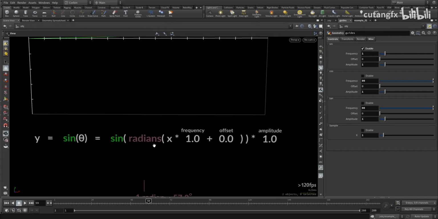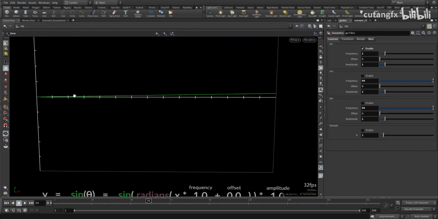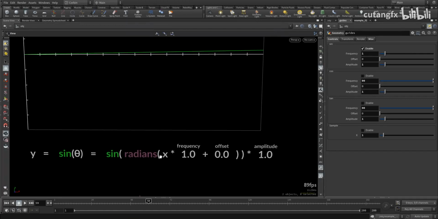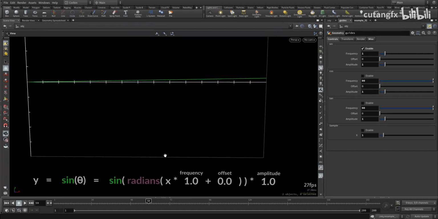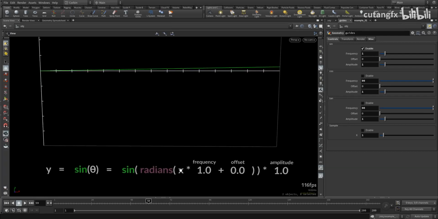So let's have a look at this. We'll talk about the radians just now, but let's first of all have a look at frequency and offset. So we said we were going to have sine x, which is actually what we're looking at here. But this x value, right? See here, as the x value gets higher, we're essentially sampling from further along the sine wave. So if we multiply our x value, then what we're doing is essentially reaching further along the sine wave for every value we have in x.